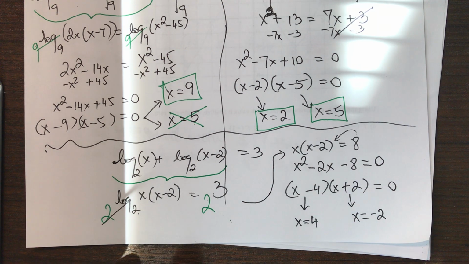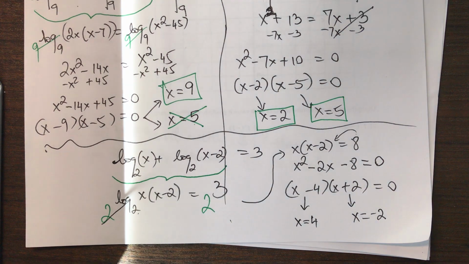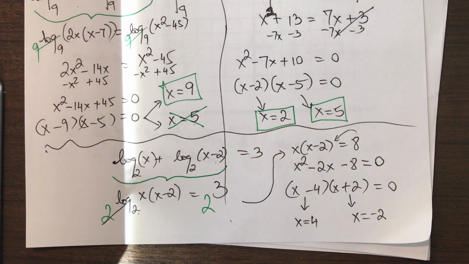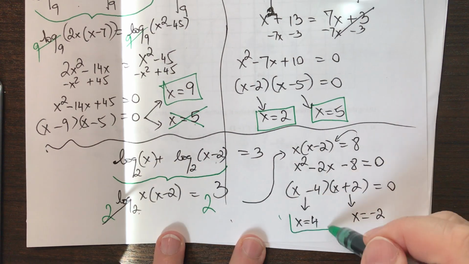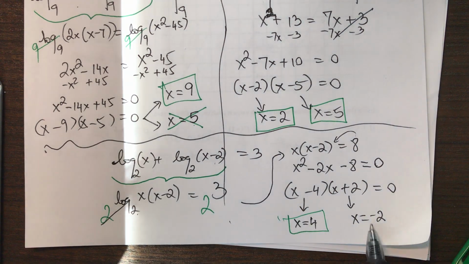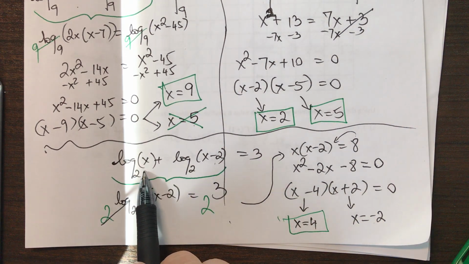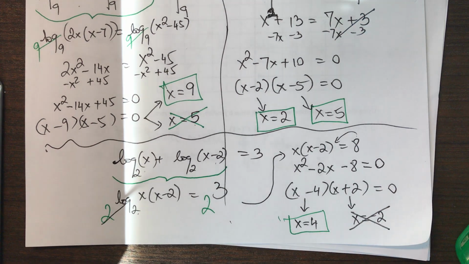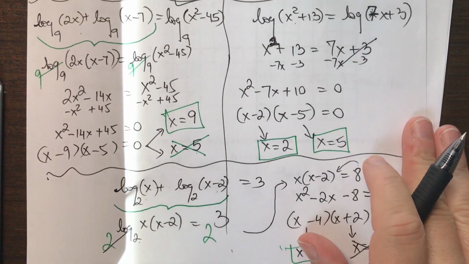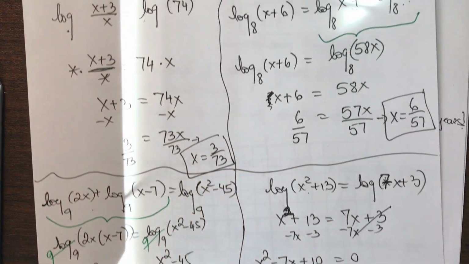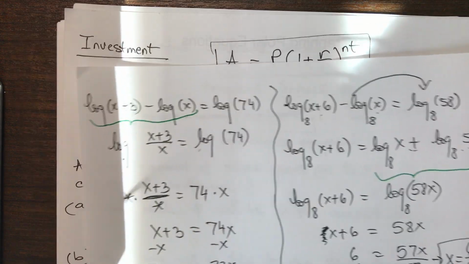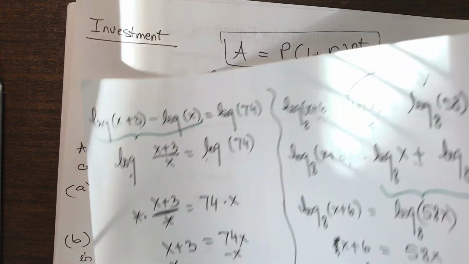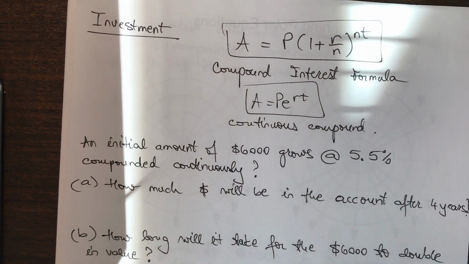Okay, do you think both of these are appropriate answers? When you plug in the 4, yes, both are staying positive. When you plug in a negative 2, already this log here fails. So this is not a good answer. All right, so just 4 is. All right, so this is how logarithmic equations work. We've done quite plenty of them. You're going to practice some more.